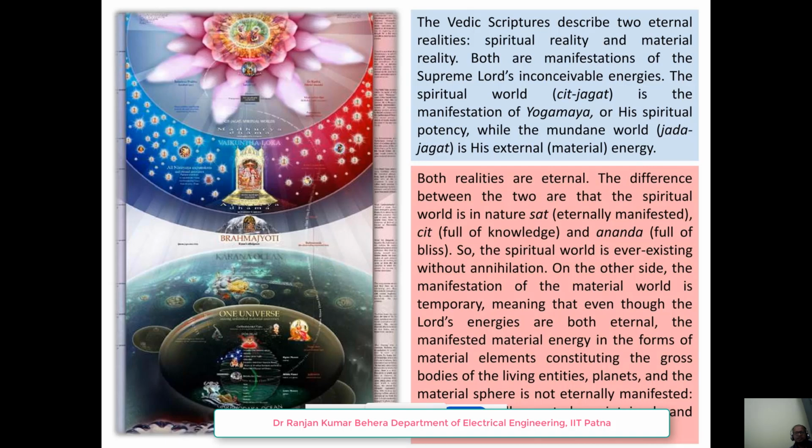So Vedic scripture describes two eternal realities, spiritual reality and material reality. Both are manifestations of the Supreme Lord's inconceivable energy. That is why we say three types of Shakti, Achintya Shakti. One is external, one is internal, and another one is marginal. So we all are in the marginal potency. We who live on this earth planet are called marginal.